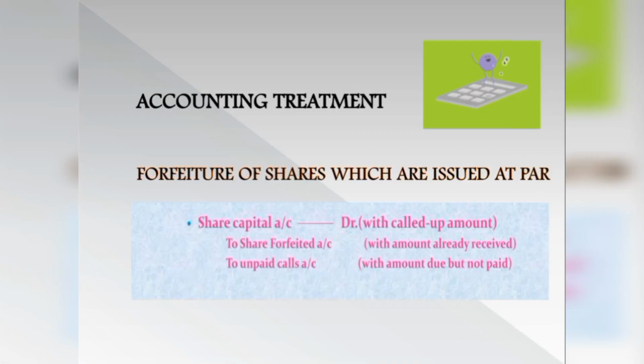The accounting treatment in case of forfeiture of shares which are issued at par is as follows. Share capital account debit with the called up amount, to share forfeited account with the amount already received, to unpaid calls account with the amount due but not paid.